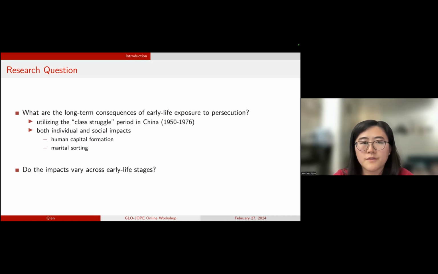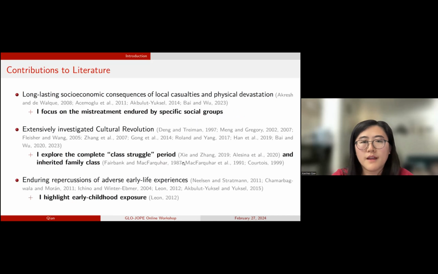So in this paper, I would like to focus on those long-term outcomes on human capital formation, but then also look at some social impacts, which go beyond the boundary of social classes, as the marital sorting outcomes. And also, I would like to compare the effects between different early life stages to see which period could matter most. So relative to the existing literature, which looks at consequences of local casualties or some physical damages, I'm focusing on a specific group of people that were targeted by those mistreatments.